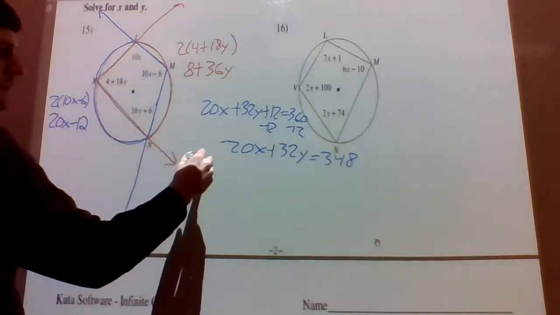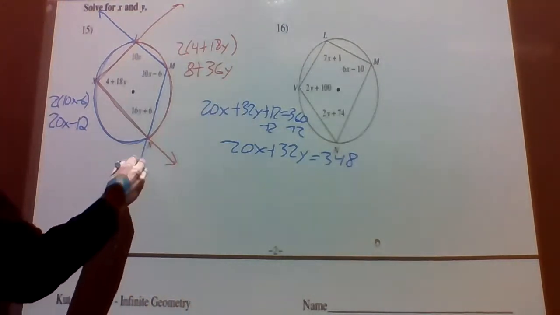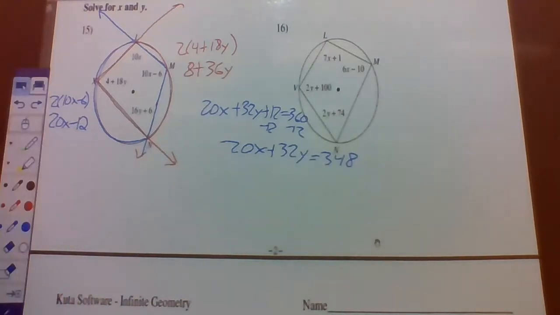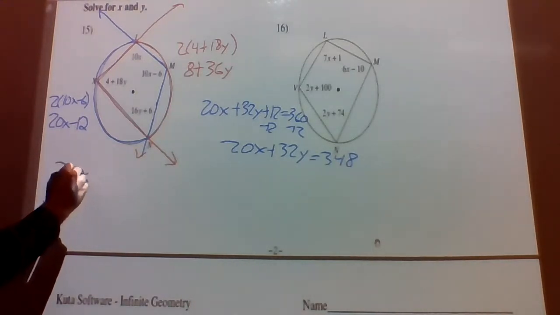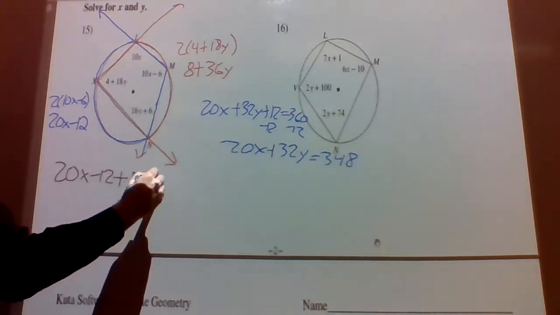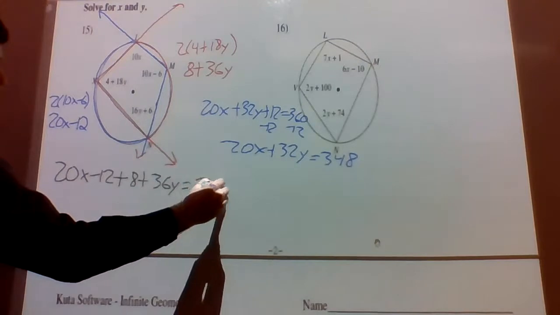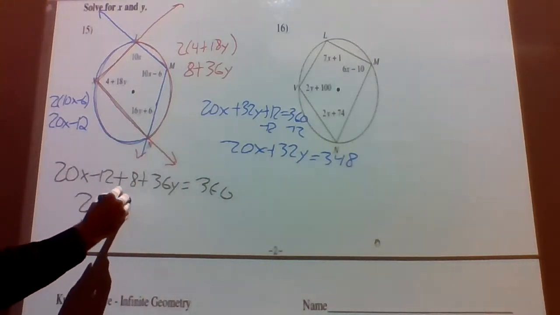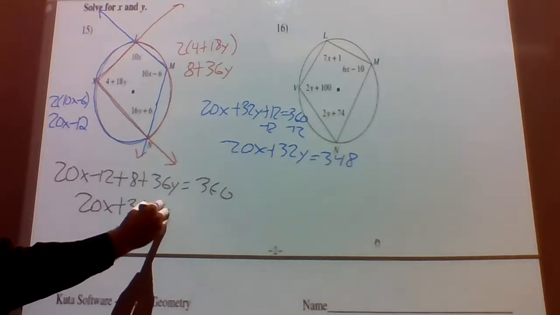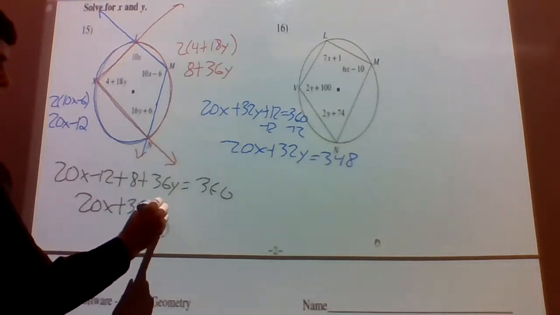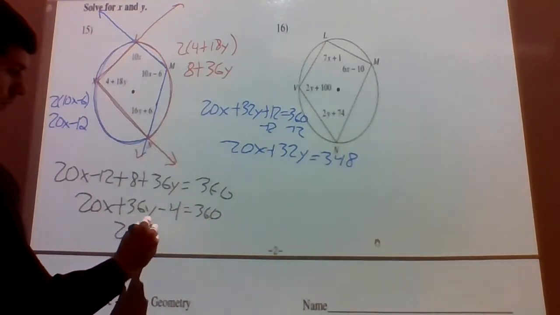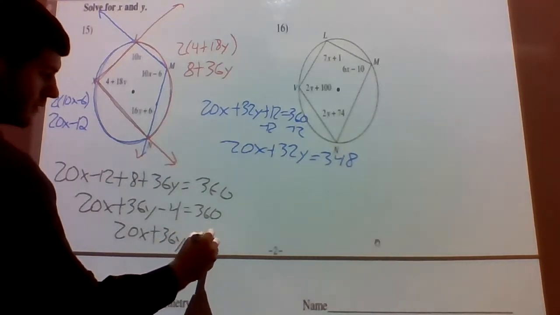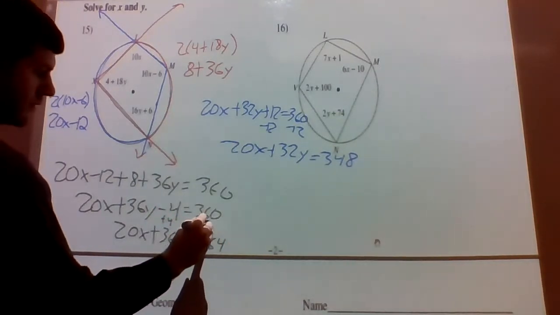Okay, so let's write it over here. We're going to get 20x minus 12 plus 8 plus 36y equals 360. So we get 20x plus 36y minus 4 equals 360. So we're going to get 20x plus 36y equals 364 because we added 4 to both sides.